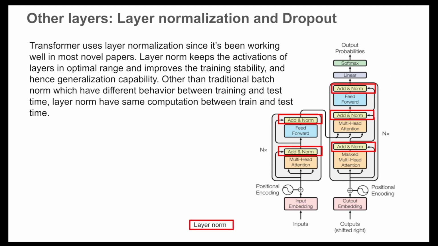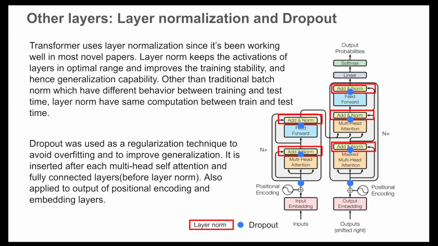Another important layer in the transformer is layer normalization and dropouts. So the transformer uses layer normalization since it's been working well in most novel papers. Layer norm keeps the activation of a layer in an optimal range, and it improves the training stability as well. You might know batch norm, or batch normalization, but batch norm is rarely used because it has different behavior between training and test time, while layer norm has the same computation between train and test time. Another thing to notice is that layer norm is applied independently to each position.